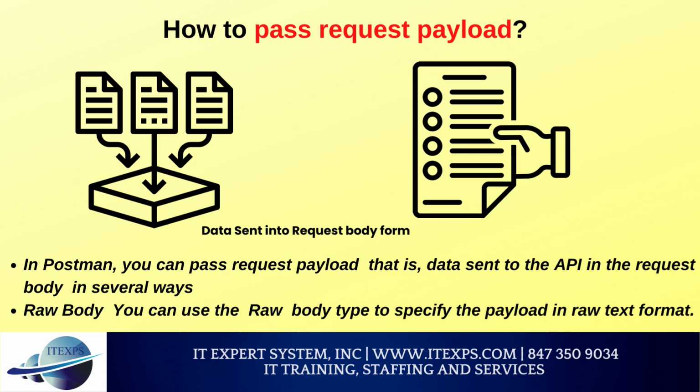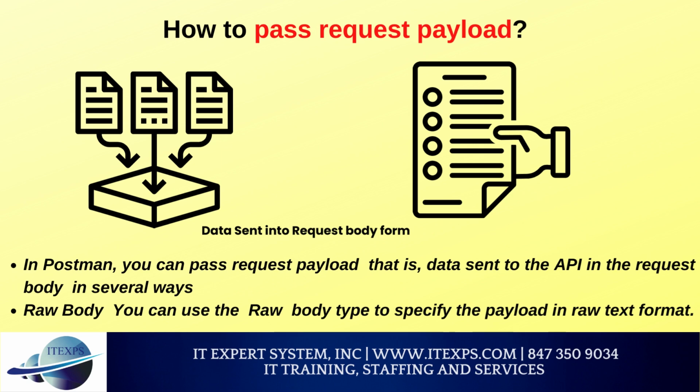This is useful when the payload needs to be sent as application/x-www-form-urlencoded, for example, when submitting a form. Binary: you can use the binary body type to send binary data, such as images, audio, or video files. GraphQL: you can use the GraphQL body type to send GraphQL queries or mutations to a GraphQL API. JSON: you can use the JSON body type to send JSON data in the request body.